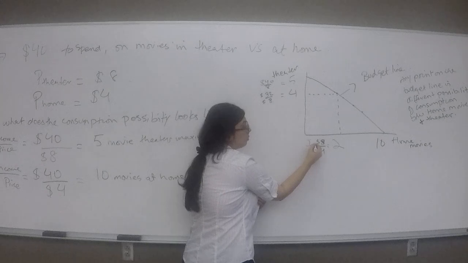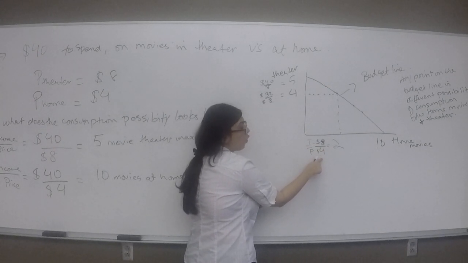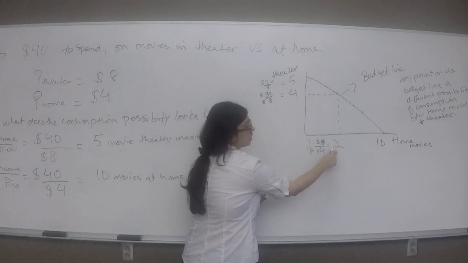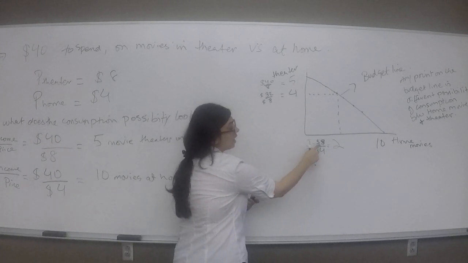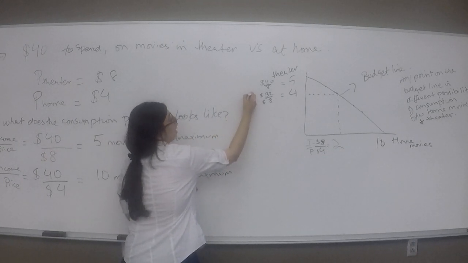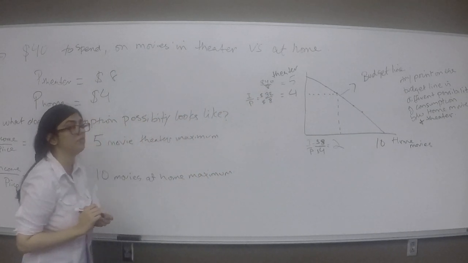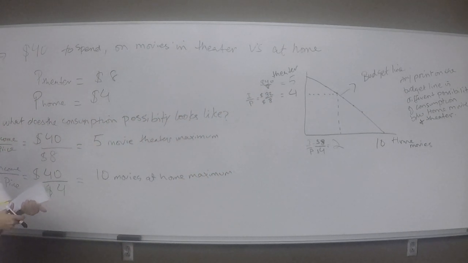So this is I. Remember, this is income divided by price. The price of the home movie is $4. So with the remaining income, you could watch 2 movies at home. This is I divided by P. So this budget line is a consumption possibility frontier, just like we had a production possibility frontier. Consumption possibility.